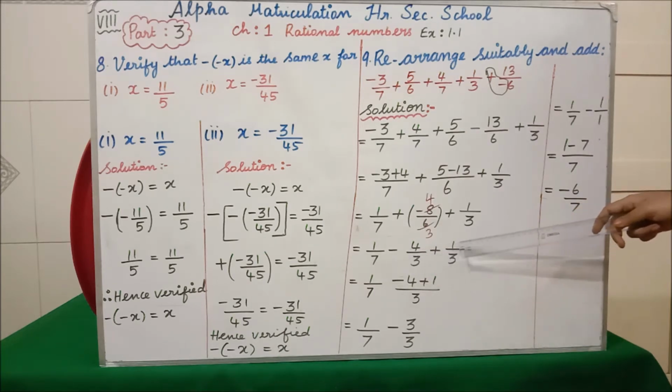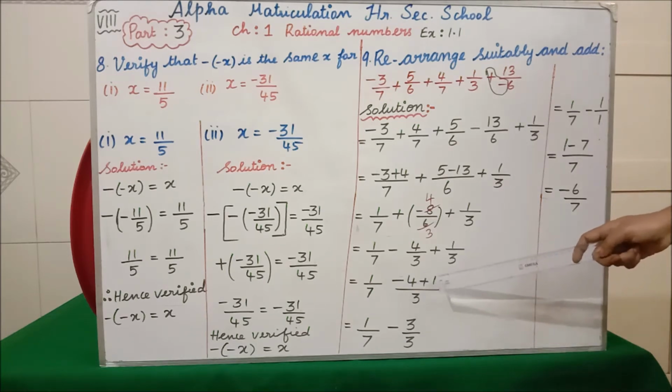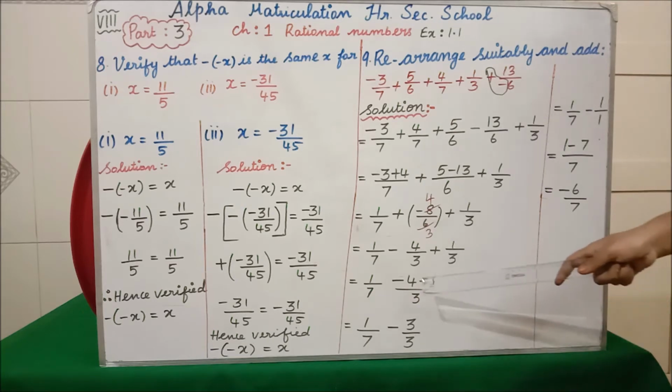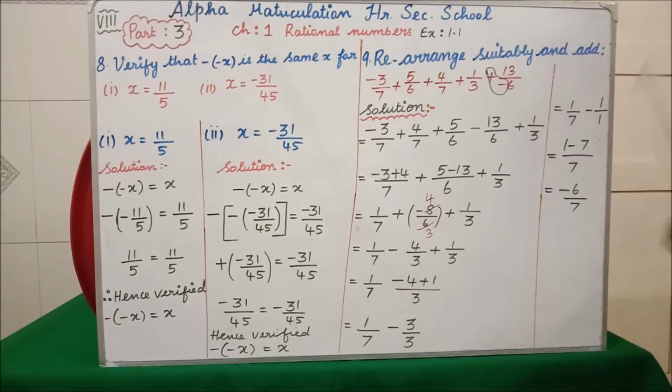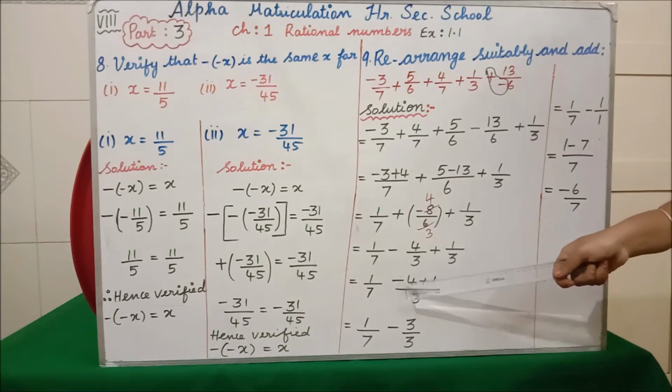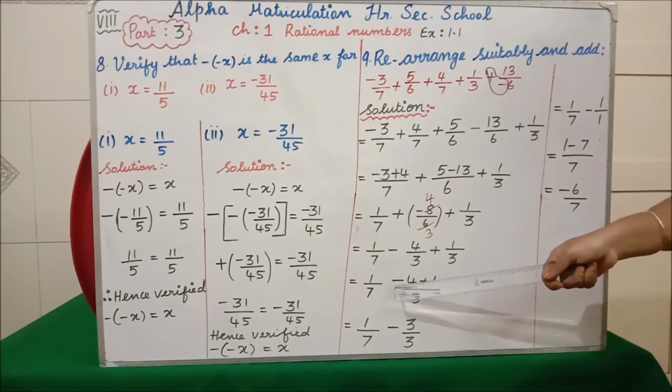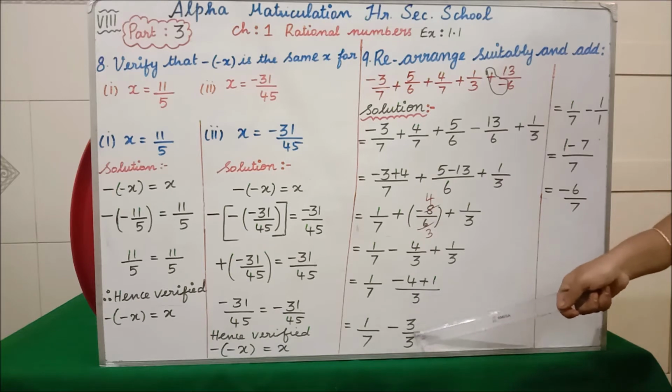Minus 4 plus 1 we are having. Minus plus means what we are going to do? We have to subtract. So 4 minus 1 is what? 3. But which is the greater number? Minus 4 is the greater number. For that we are having minus. So you have to write minus 3 divided by 3.